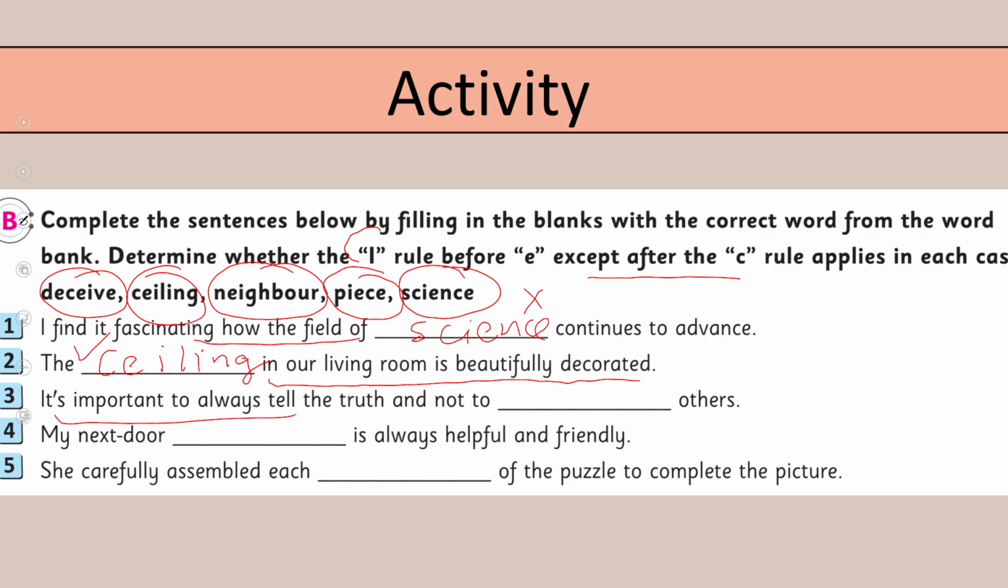It is important to always tell the truth and not to deceive others. Deceive. E-I-V-E. Now, is it following the rule? Yes, it is following our rule of I before E except after C. My next door neighbor, N-E-I-G-H-B-O-U-R. Is it following the rule? No, this is not following our spelling rule because this is an exception.